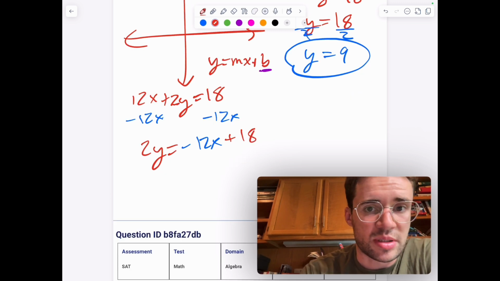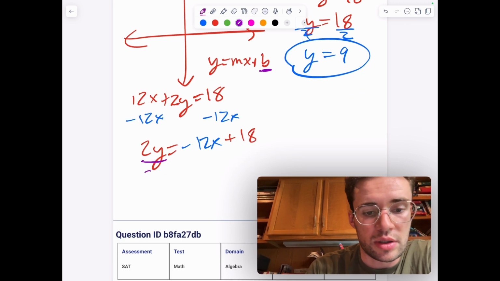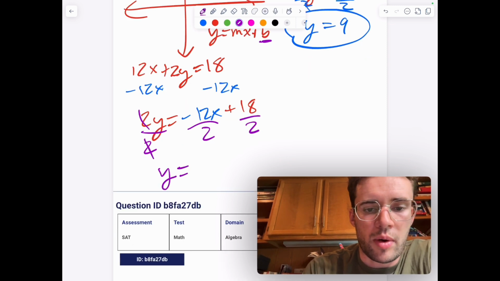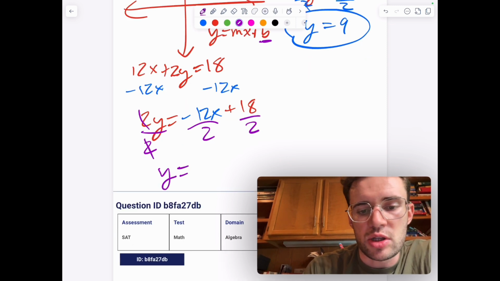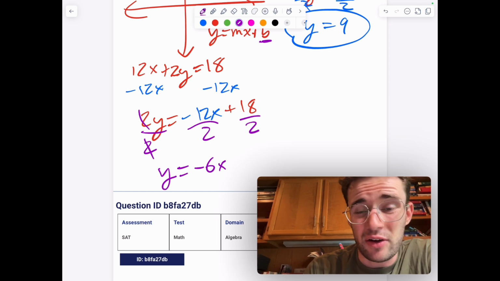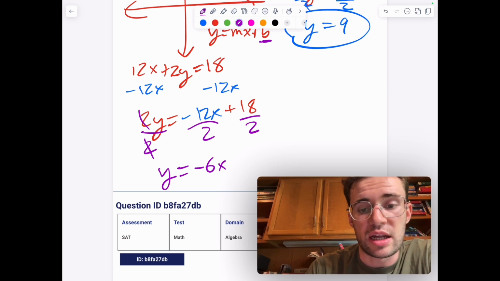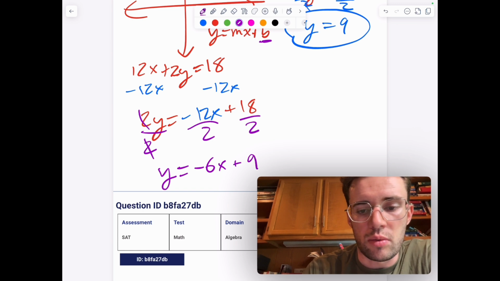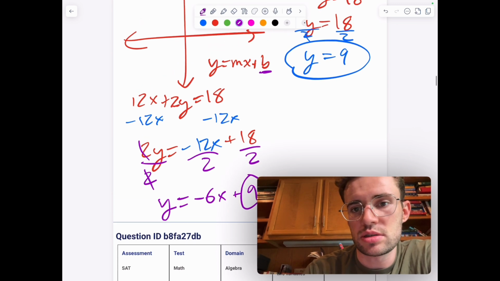That's not y equals mx plus b form because there's a 2 here, so you've got to divide everything by 2. And 2y divided by 2 just gives you y, which is what we want. Negative 12x divided by 2 would be negative 6x. That doesn't really matter for this problem, but this would tell you the slope is negative 6. And then 18 over 2 is 9. Right? So our y-intercept is 9, just like it was the other way.